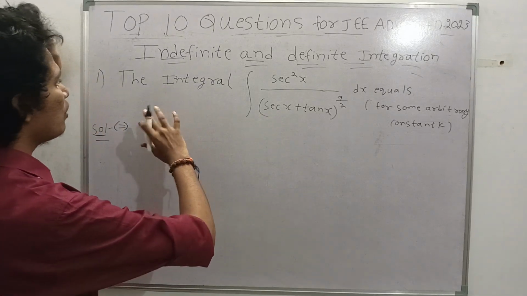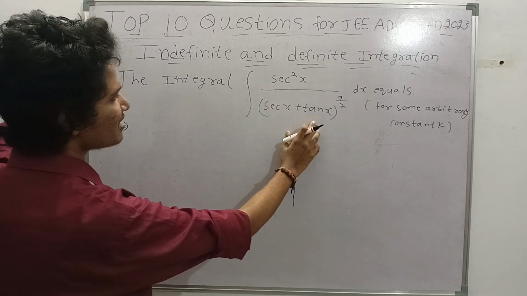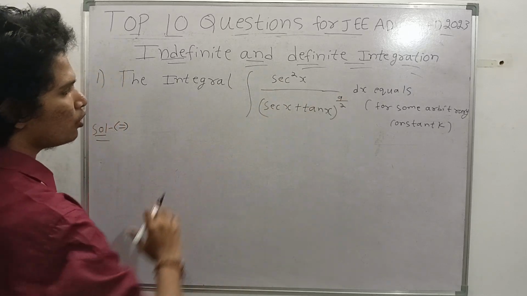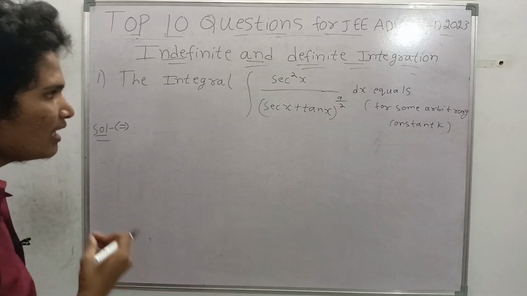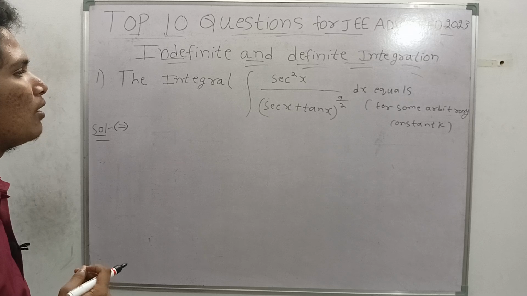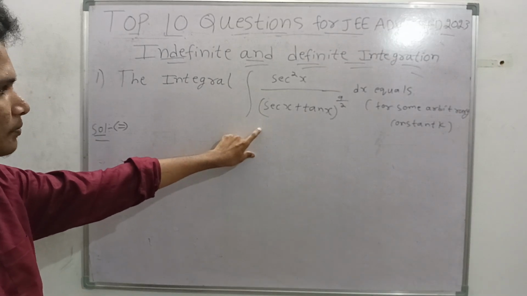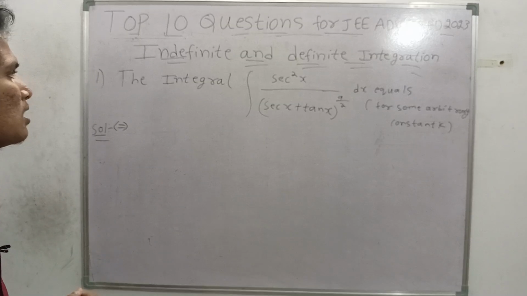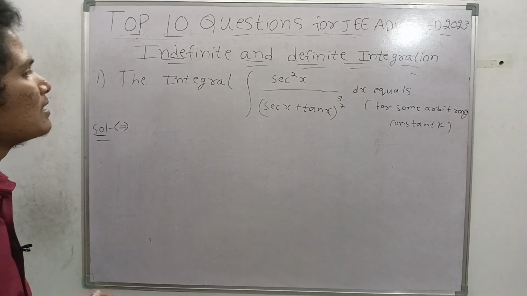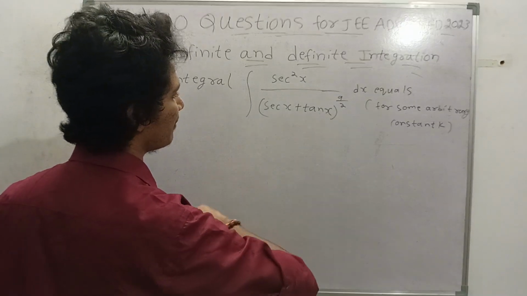First of all, you have to approach this question like this: integral of secant square x divided by (secant x plus tan x) whole power 9 by 2 dx. So you are given like this. Now you have to think how you can solve this. You can solve this by assuming what? See carefully. Here it is secant square x. Here it is (secant x plus tan x) whole power 9 by 2.